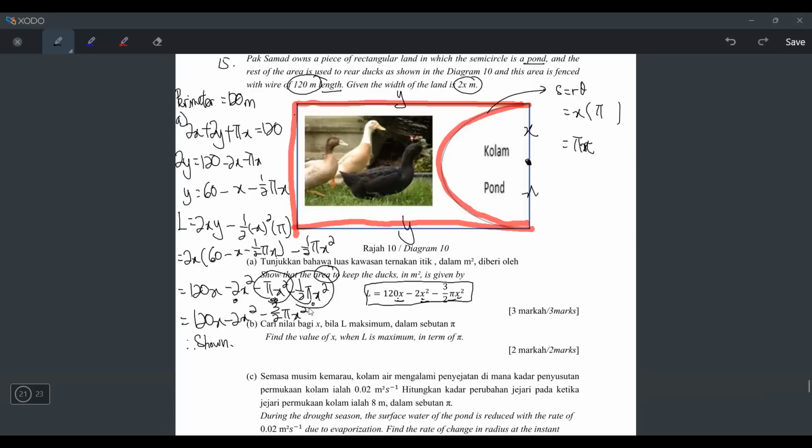Okay. Remember, for show type questions, they will give you the final answer. So your final answer should look exactly like this. So you don't have to factorize or do anything already. You just leave it like this because this already looks exactly the same as this.